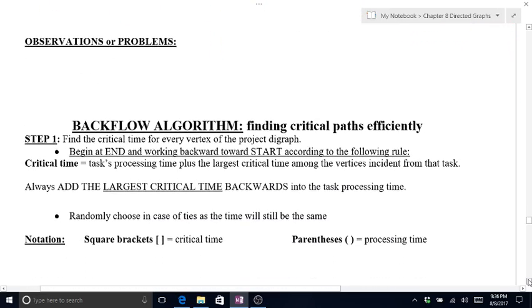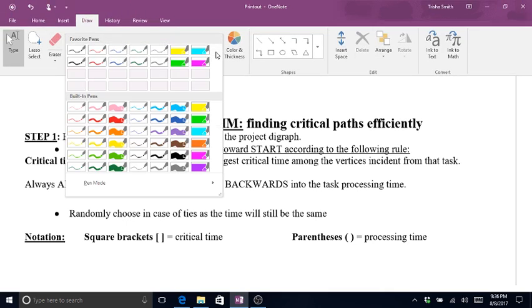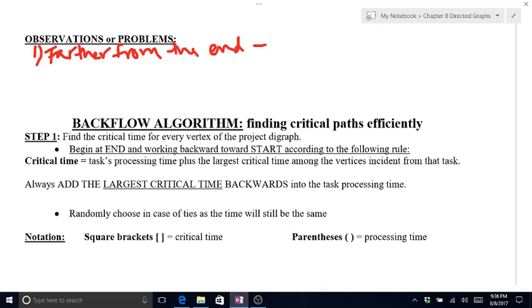Okay, observations or problems? One, the farther you are from the end, the more options.